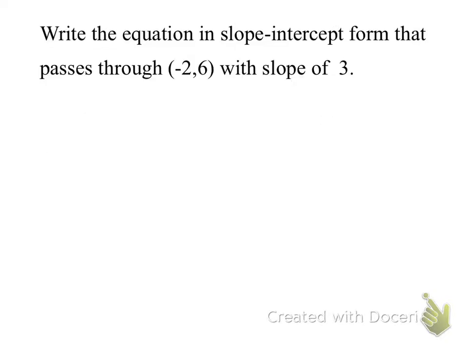Okay, so now let's start with our first one. It says, write the equation in slope-intercept form that passes through negative 2, 6 with a slope of 3. They gave me what? Everything. A point and a slope. Good, so I'm going to use what? Right, I'm going to use this point slope formula. And what is that formula? And we're going to substitute. You're writing with me. What do I substitute in?